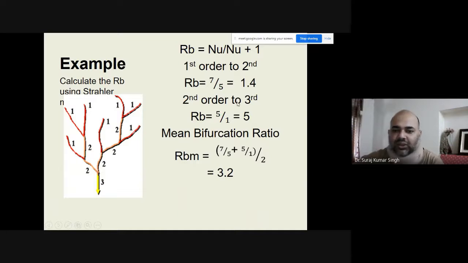Now from second order to third order, what is the bifurcation ratio? That is 5 divided by 1, that is 5. Now when it comes to the mean bifurcation ratio, what you have to do? You have to divide this, like 5 plus 1.4 divided by 2. Mean means average. So in order to get an average, that is 6.4, the average will be 3.2. Now the mean bifurcation ratio for the current example will be 3.2.